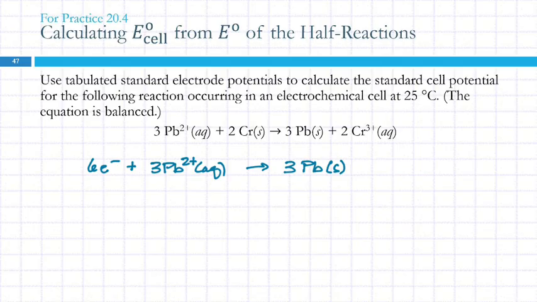The other half reaction is the chromium. For this one, the product side is more positive. 2 plus 3 charges, so we also need 6 electrons over here. If you pull apart a balanced redox reaction, the electrons are always going to be the same.